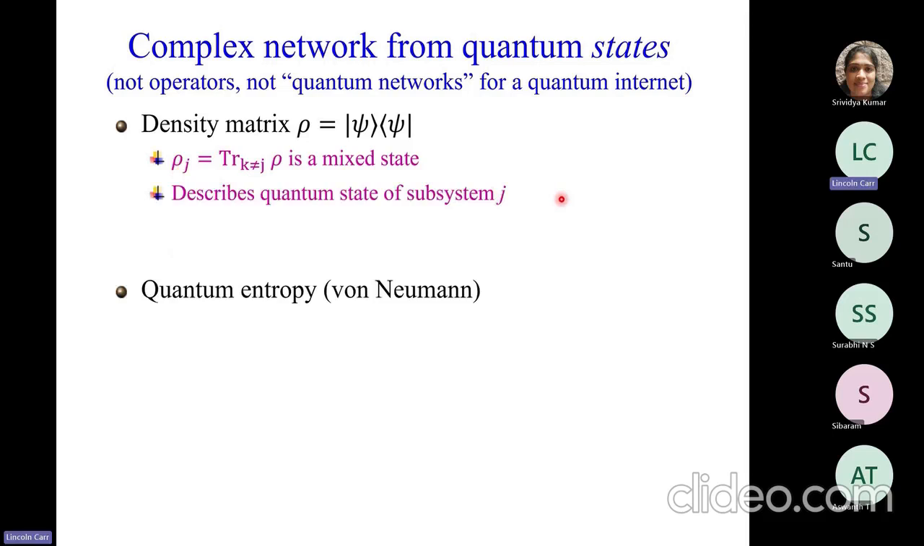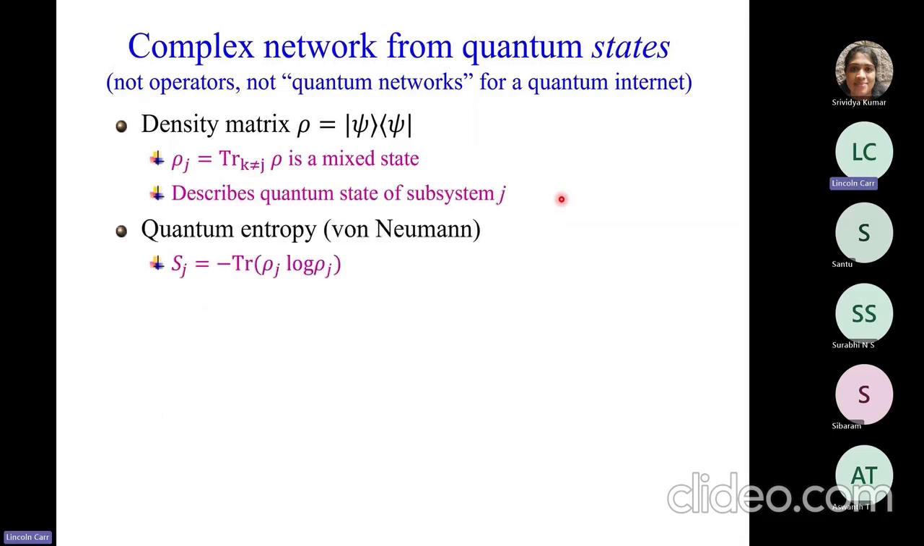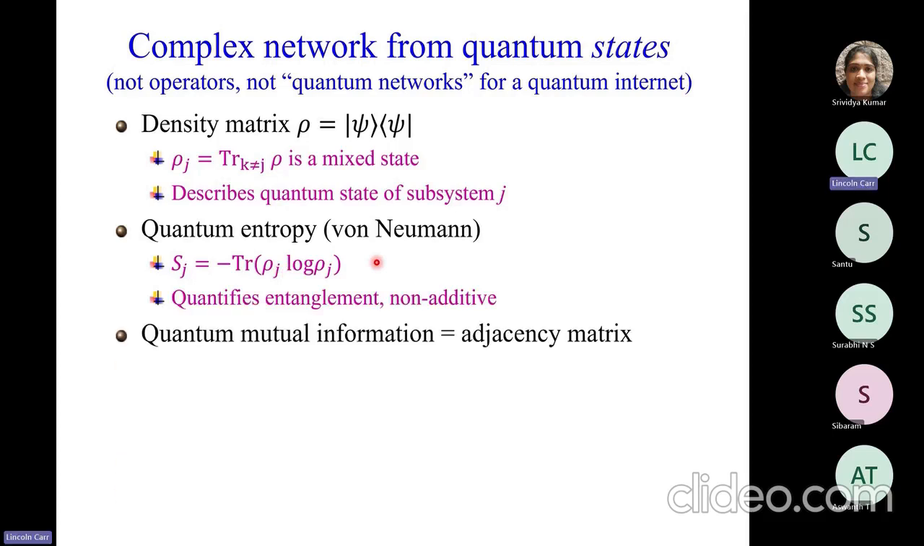I then need to calculate the quantum entropy, the von Neumann entropy, which is calculated as S of J equals minus the trace of rho J log rho J. For those of you that have seen the Gibbs entropy, normally you'd have a sum over p log p. Here it's the trace of rho log rho. You can see the sum has been replaced with a trace, and the probability vector has been replaced with a matrix. In some sense, quantum entropy is a higher dimensional probability object, a matrix instead of a vector. This quantifies entanglement. It's non-additive.